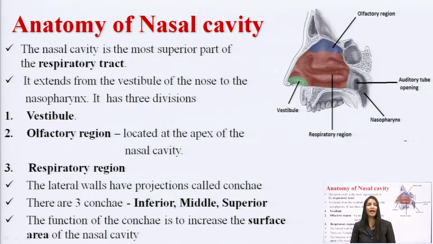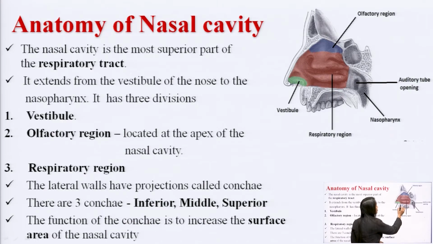And next we will see the anatomy of the nasal cavity. The nasal cavity is the most superior part of the respiratory tract. If I am talking about the respiratory tract, the nasal cavity is the most superior part, and from where it extends, just see the picture here.